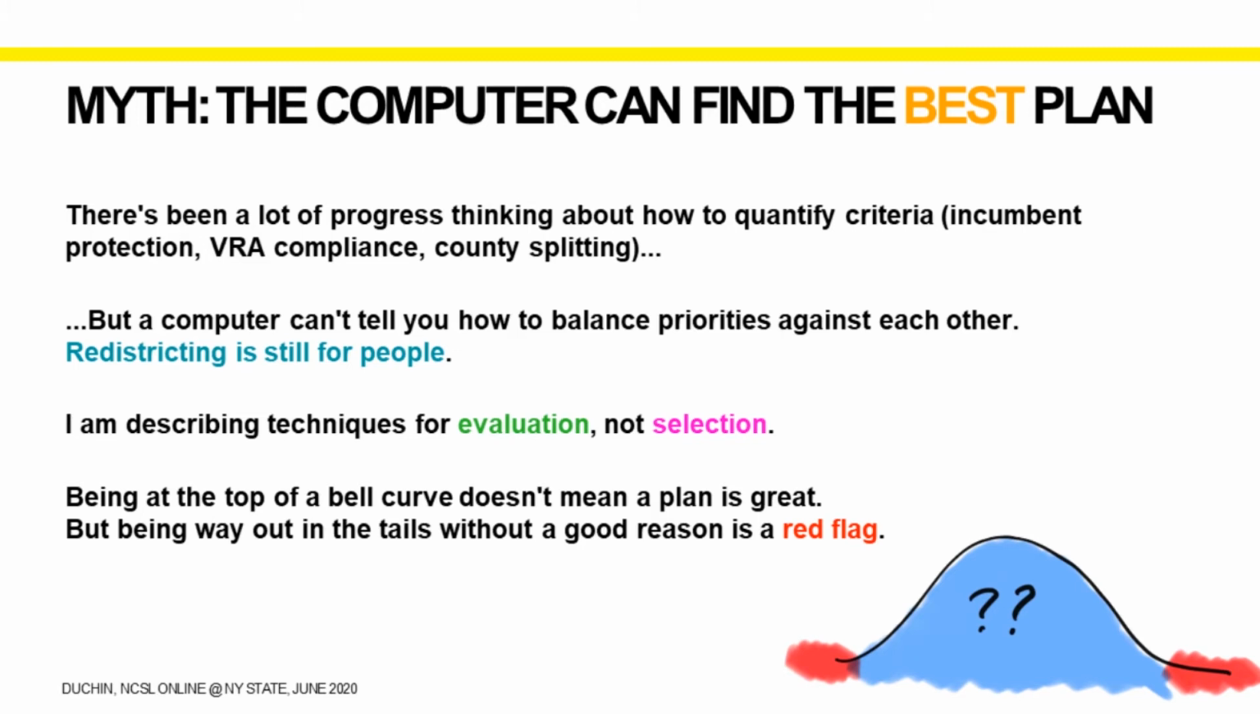Okay. Last point, before I show you some examples, and I think this is important: you're going to see some bell curves, some histograms that show you what's possible. But this isn't a call to be at the top of the bell curve. Being at the top isn't necessarily the goal. But being way out in the tail, the part that I've drawn in red here, and you don't have a good reason to be there, that should raise a flag and make you wonder a little bit about the trade-offs that you made in putting the plan together.